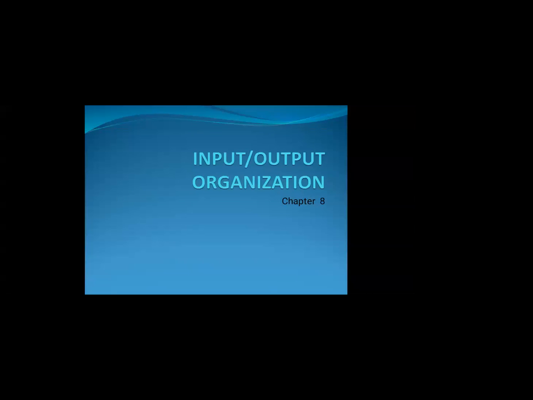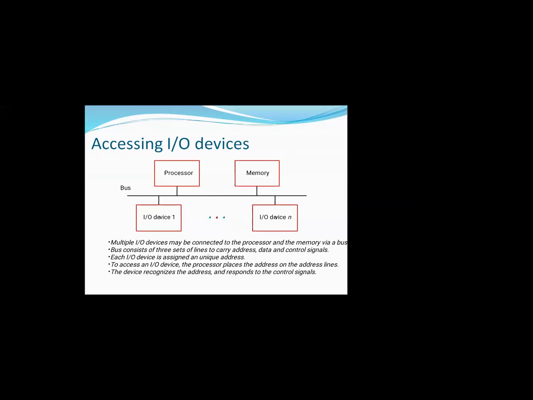This is fourth unit, input output organization. Accessing IO devices is nothing but how the data from input devices comes to the computer and how the results are transferred to output devices. Keyboard, mouse, joystick are the input devices through which the data is transmitted to the processor or computer.